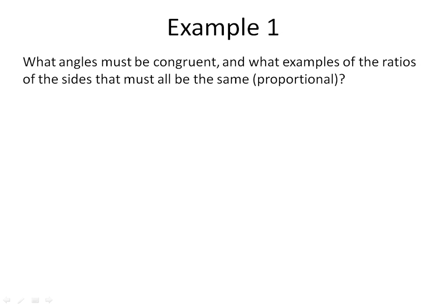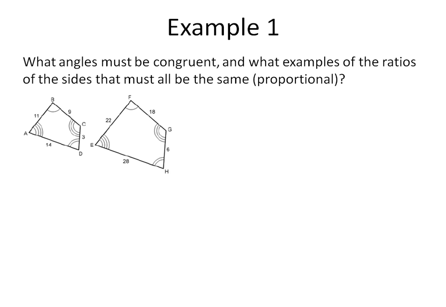Okay? Example 1. What angles must be congruent and what ratios of the sides must all be the same? Or in other words, proportional. Okay? So here's what the thing is. If we've got these two quadrilaterals, notice that the corresponding angles are all marked congruent. So angle B is congruent to angle F, angle C and angle G are congruent, angle H and angle D are congruent, and angle E and angle A are congruent. We know that from the markings they have here.